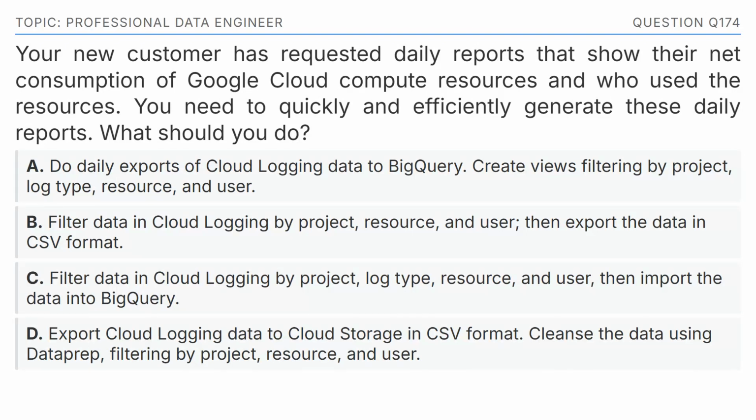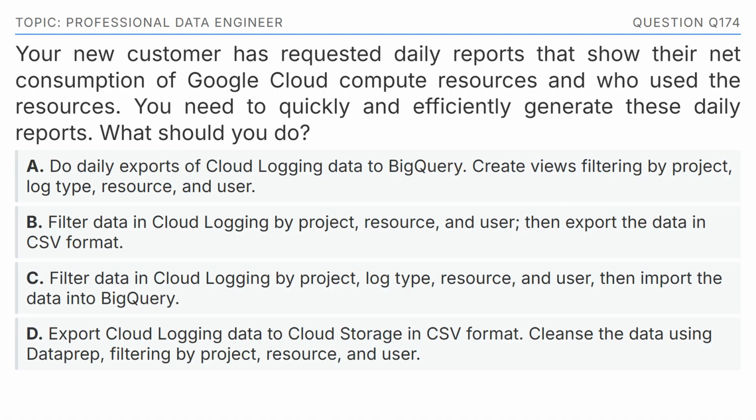Your new customer has requested daily reports that show their net consumption of Google Cloud Compute resources and who used the resources. You need to quickly and efficiently generate these daily reports. What should you do? The options are: Option A, do daily exports of Cloud Logging data to BigQuery. Create views filtering by project, log type, resource, and user.